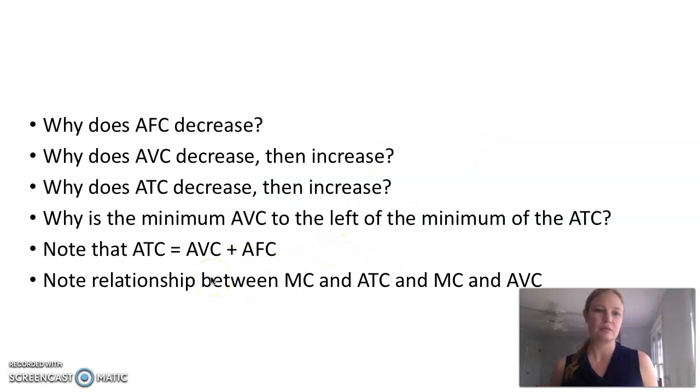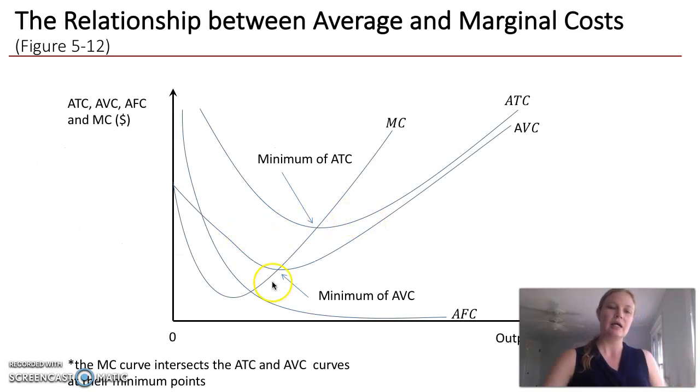So I have some comprehension questions for you. Why does average fixed cost decrease? We just talked about it. Why does average variable cost decrease and increase? Average total cost, we've just talked about these. Why is the minimum average variable cost to the left of the minimum of the average total cost?